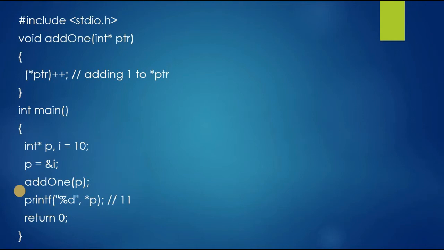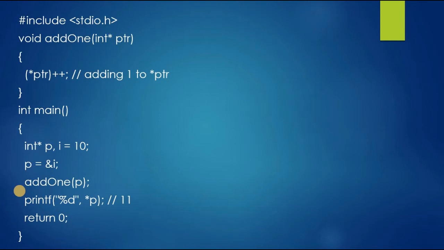Here we declared a function as void add1 and we pass the parameter as int *ptr, which is a pointer. Here ptr is a pointer. We passed the parameter to the function here. Then inside the function we incremented our pointer variable. Then we closed the bracket and we declared a main function.